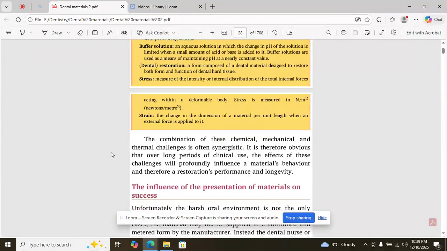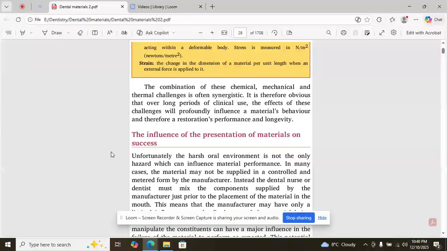The combination of these chemical, mechanical, and thermal challenges is often synergistic. It is therefore obvious that over long periods of clinical use, the effects of these challenges will profoundly influence a material's behavior and therefore a restoration's performance and longevity.